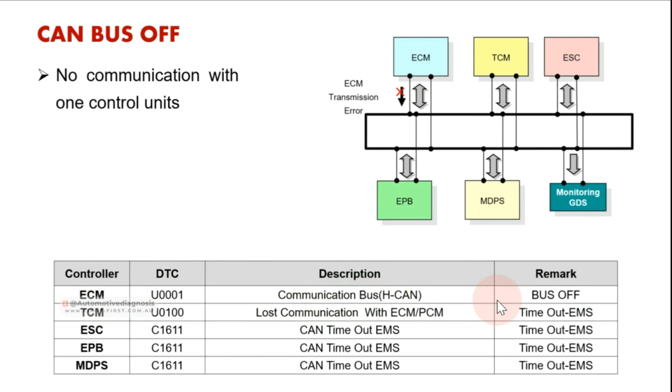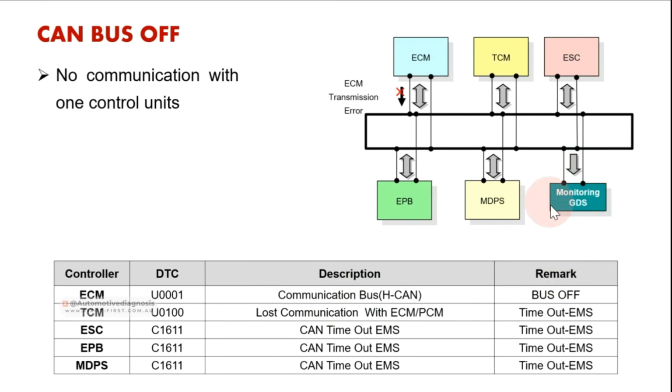But you need to remember that in this case, ECM has some issues transmitting data on the CAN bus, and it's going to stop the data reception as well. It means there is no data transfer between ECM and other control units. And when you hook up the scan tool to read the fault code from ECM, your scan tool is going to be part of the CAN bus network.